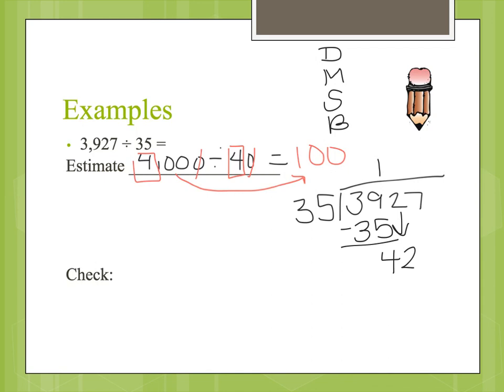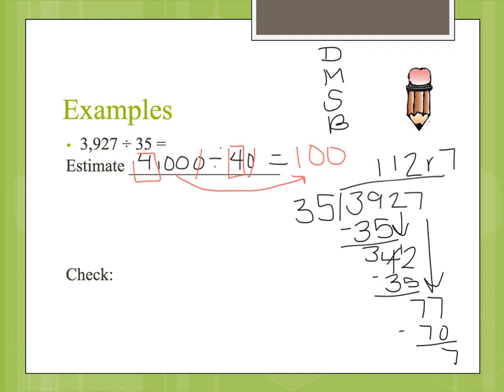All right, 35 divides into 42 one time. 1 times 35 is 35. I need to subtract. I can't take 5 away from 2, so I need to borrow. 12 minus 5 is 7. Bring down my 7. Now, 35 divides into 77 twice. 2 times 35 is 70. Subtract, I get 7. Because there's nothing else to bring down, 7's going to be my remainder.